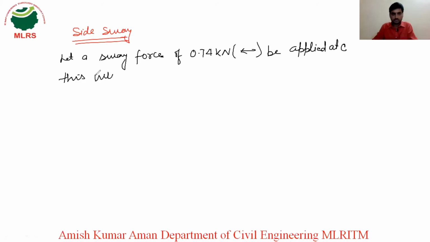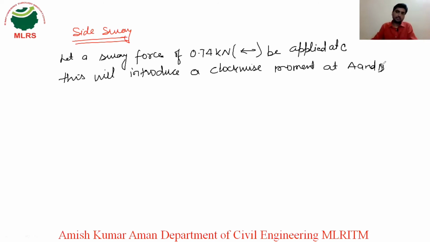This will introduce a clockwise moment at A and B. Similarly, in the last problem also we discussed how the clockwise moment arises. That's why we are giving an anti-clockwise moment there, because there was an anti-clockwise minus sign. We will take it here as positive, because the clockwise moment is due to this force, opposing that force.